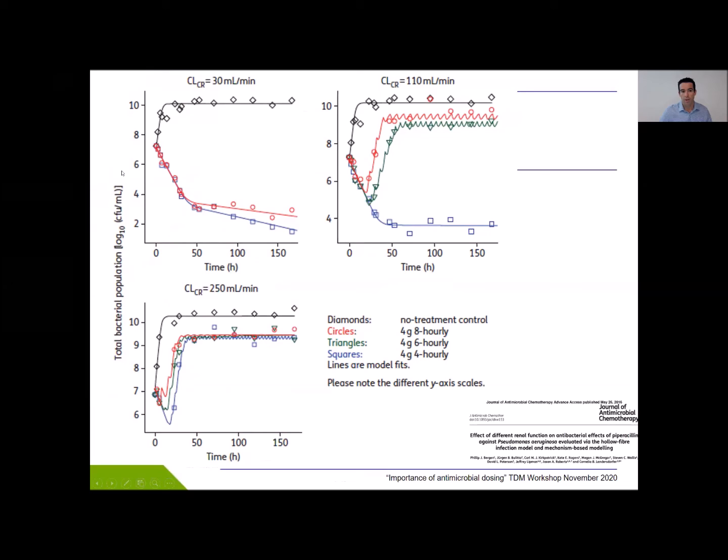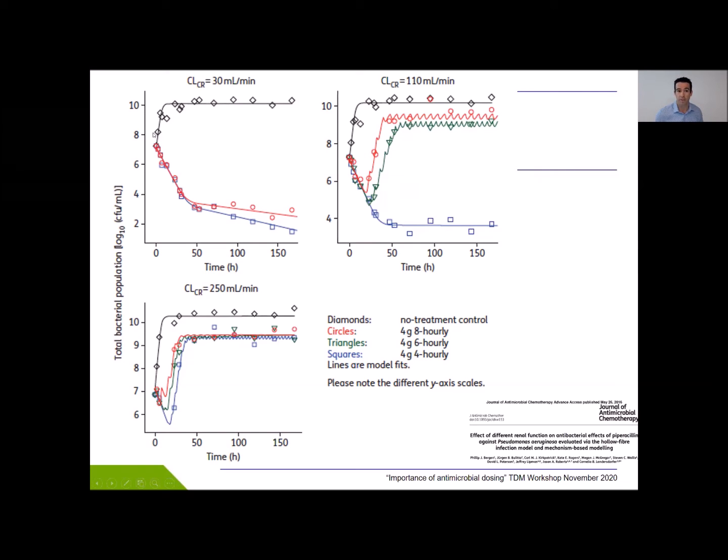And the lower the concentration, that means that there's been some form of bacterial killing. The higher means that there's been bacterial growth. X-axis is time, and each of these three graphics is a creatinine clearance of 30, a creatinine clearance of, it's sort of blocked out here, I think it was 130, and then 250 ml per minute. And each of the different coloured lines represents something; here the diamonds represent no drug being present.